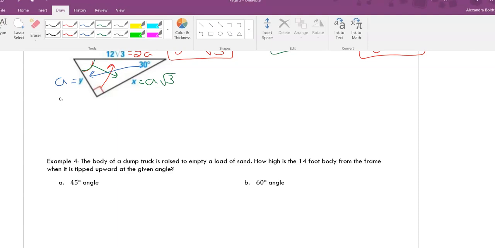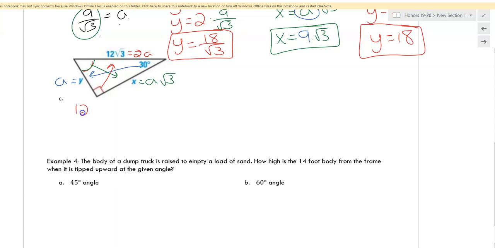So x, so we're given 12 root 3 equals 2a. I want to solve for a, so I'm going to divide by 2. 12 divided by 2 would be 6 root 3 equals a. Okay. Then solving for x.